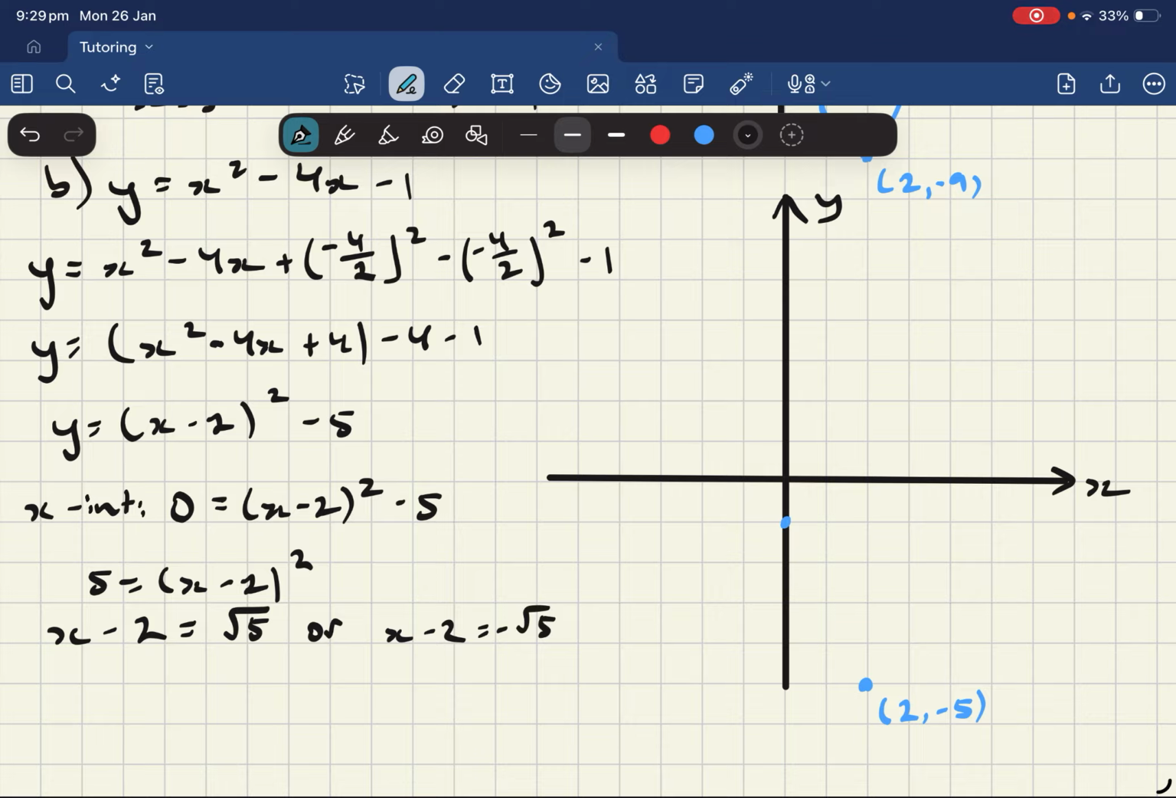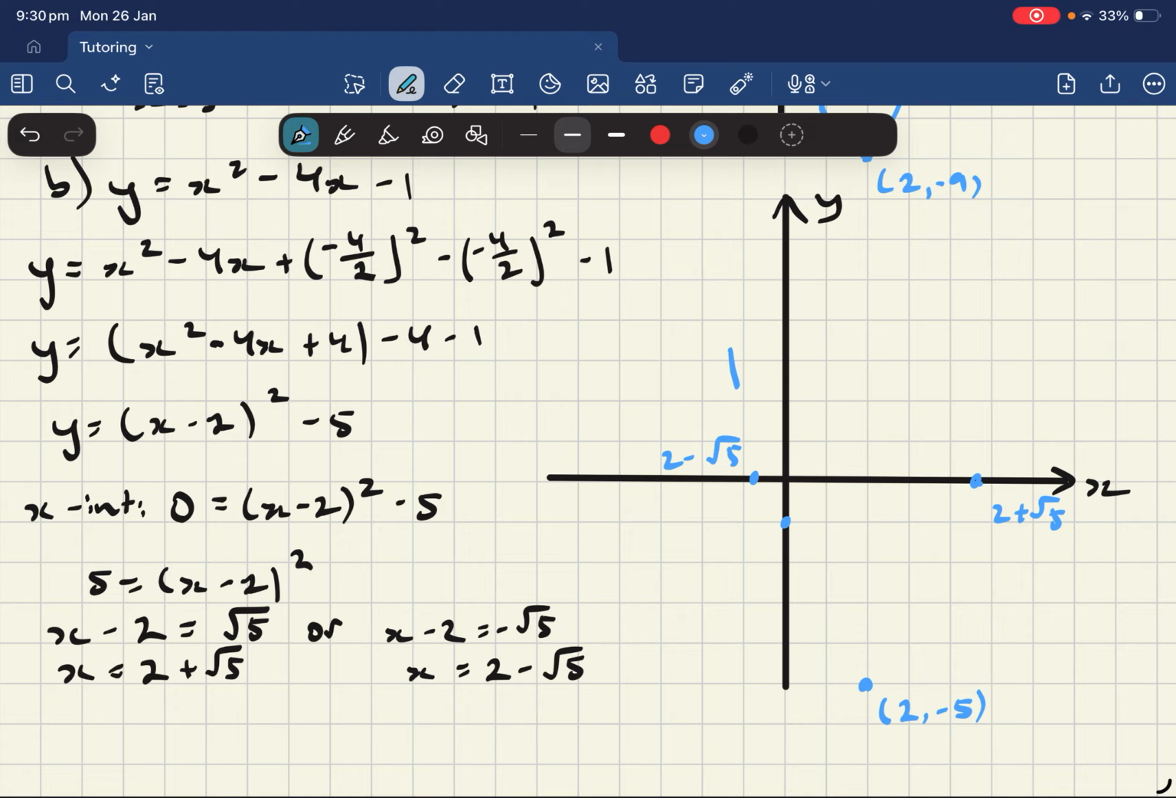So what we get here, we're going to just add 2 to both sides for each of these equations. So I get x equals 2 plus root 5, or x equals 2 minus root 5. Okay, so where you're drawing this, these are obviously surds, so you can put it in your calculator to get a rough idea for where it is. But this value is going to be around here. And especially when you get surd answers, you want to label them in. So this one's going to be 2 plus root 5. This one's going to be 2 minus root 5.